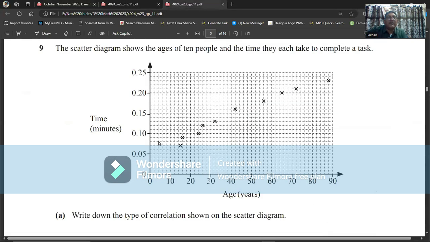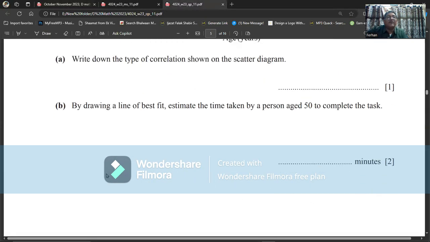Positive correlation is the right answer, sir. Then it says, by drawing a line of best fit, estimate the time taken by a person aged 50 to complete the task.